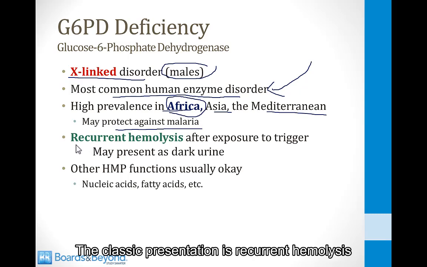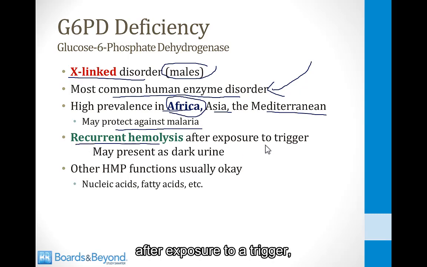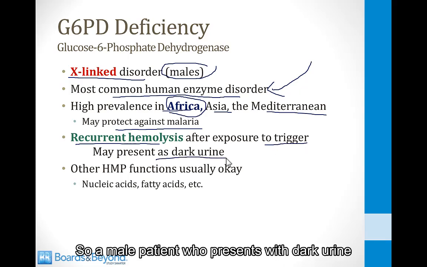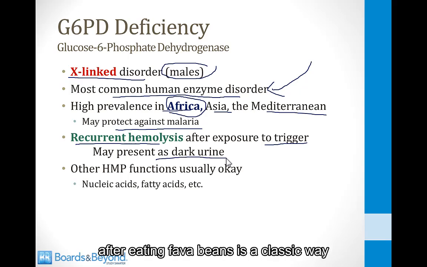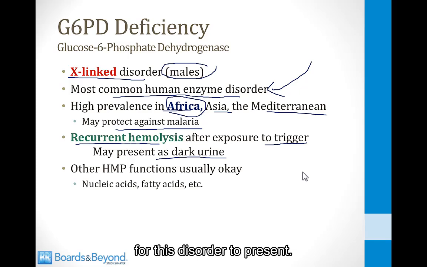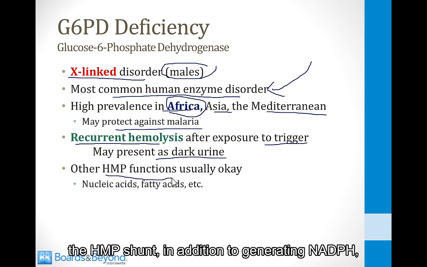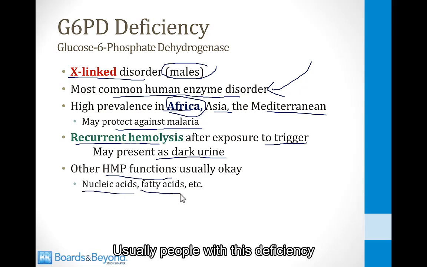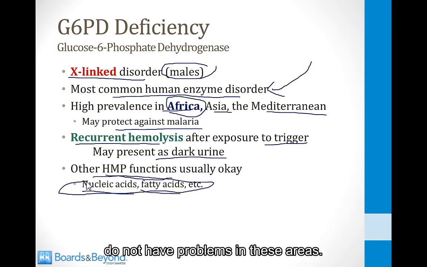The classic presentation is recurrent hemolysis after exposure to a trigger, and the hemolysis may present as dark urine. So a male patient who presents with dark urine after eating fava beans is a classic way for this disorder to present. Interestingly, the other functions of the HMP shunt are usually okay. So as I told you before, the HMP shunt, in addition to generating NADPH, is also used for nucleic acid and fatty acid synthesis. Usually people with this deficiency do not have problems in these areas. The problem is solely with the red cells and protection from oxidative damage.